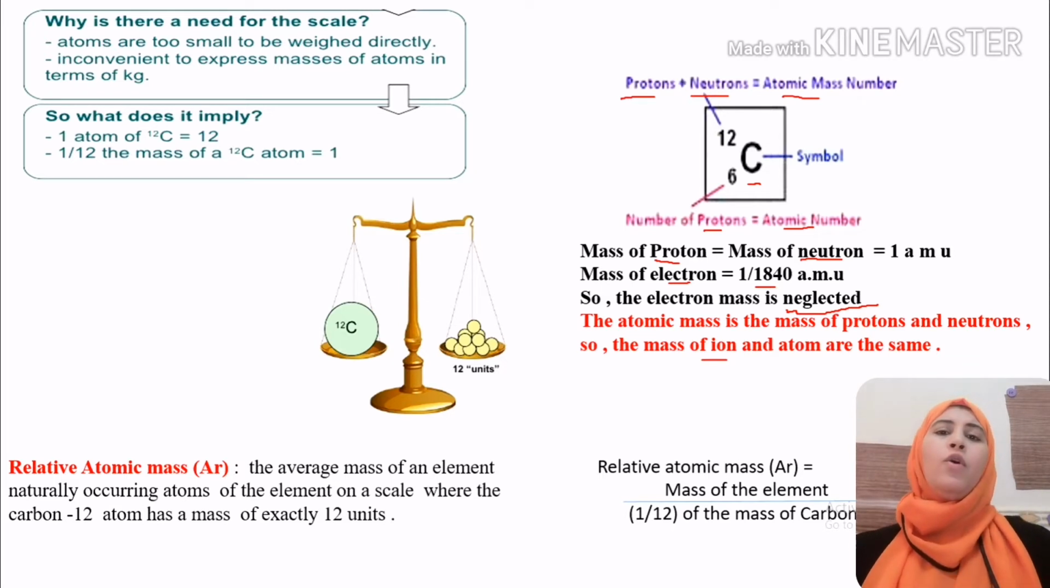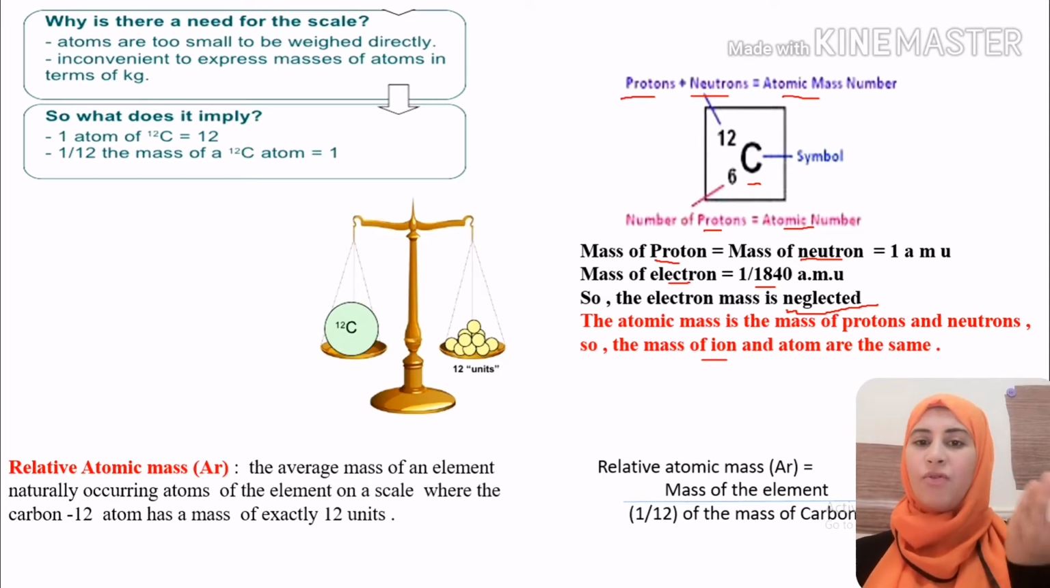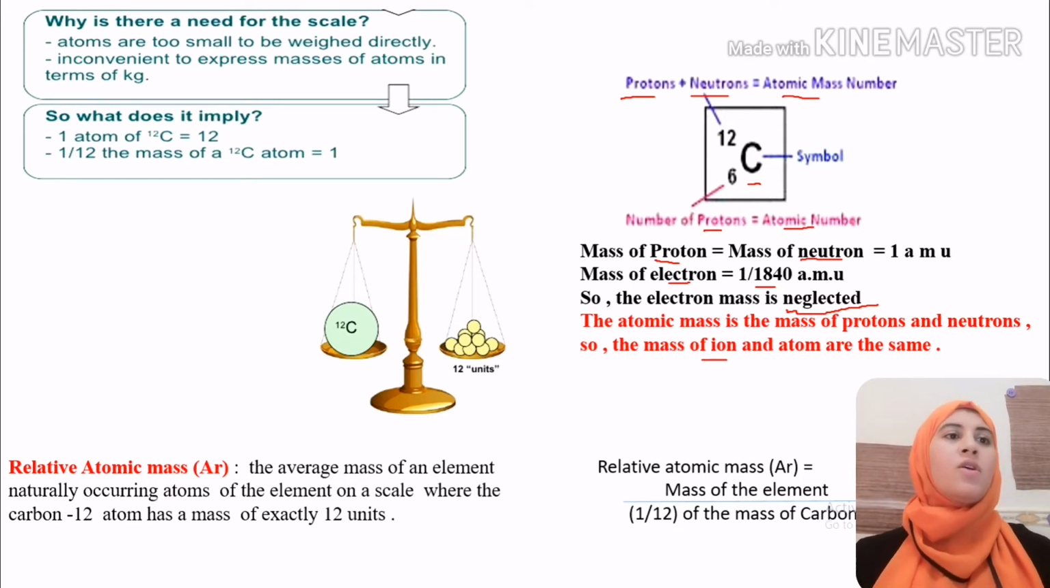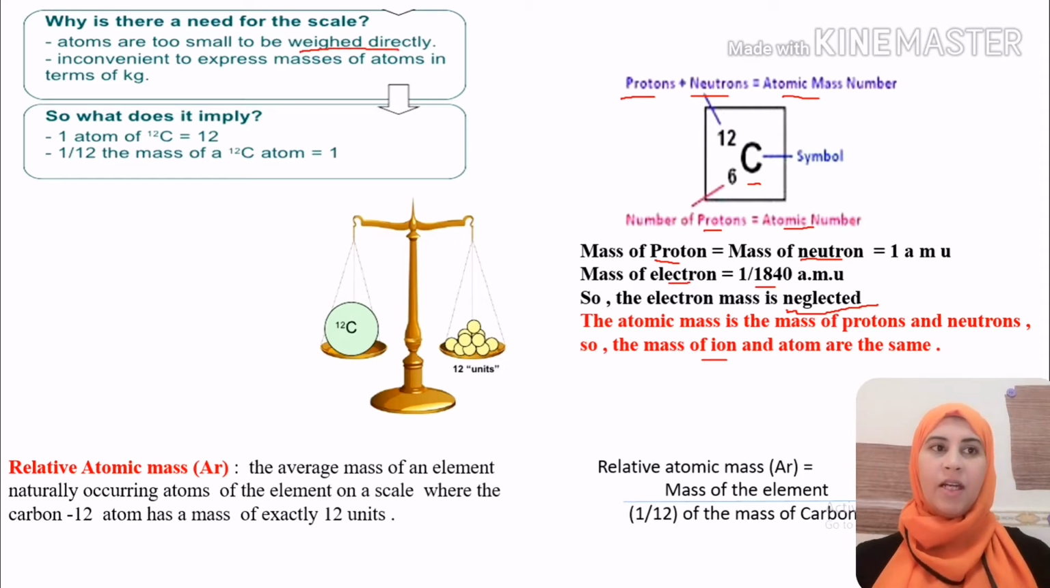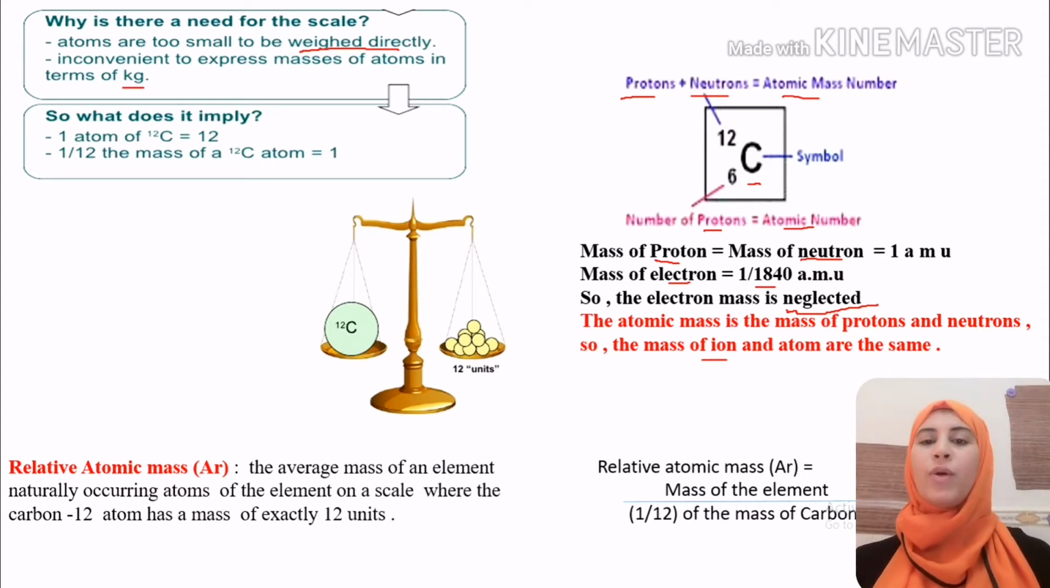Now, it is impossible to calculate the mass of an atom in gram or kilogram. The mass of an atom is very, very, very small. So it is impossible to weigh the atom directly, or to calculate it in kilogram or gram. So we want to calculate the mass of an atom by using a scale.